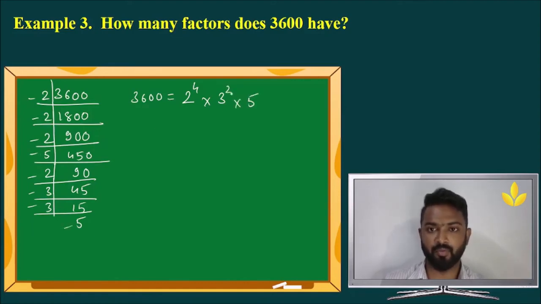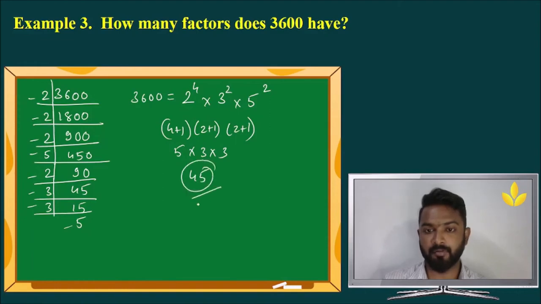1 and 2. So the total number of factors will be 4 plus 1 into 2 plus 1 into 2 plus 1. That is 5 into 3 into 3. 5 3s are 15, 15 3s are 45. Total number of factors of 3600 is 45. And if at all they had told excluding 1 and itself, then the answer would have been 43. Let's move on.